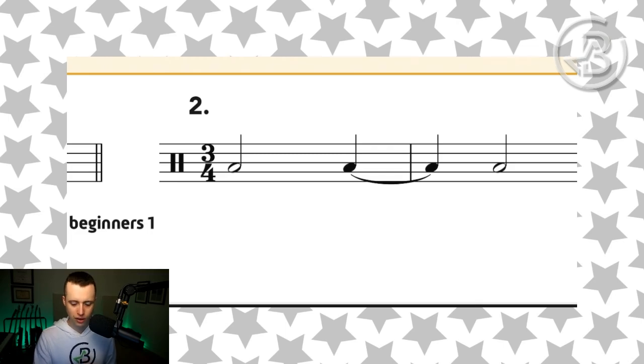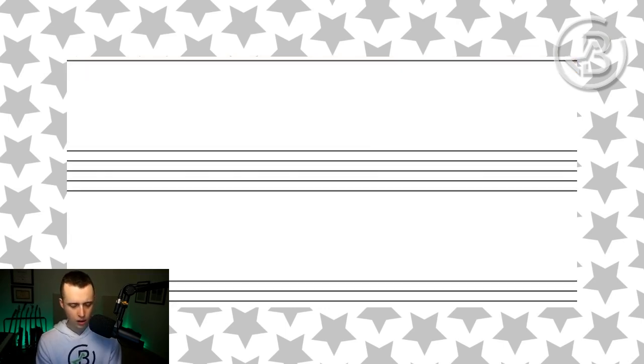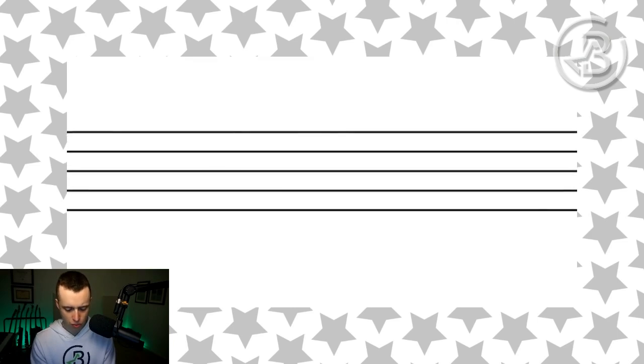All right, let's jump into some staff paper and let's write a couple examples. Okay, so here we are on some staff paper. We're just going to practice tying quarter notes to half notes, dotted half notes, and whole notes. No measures, no time signatures, no clefs. We're just going to practice writing the note heads, the stems, and then the ties. So we're going to start with, perhaps a quarter note on line 3 of the staff.